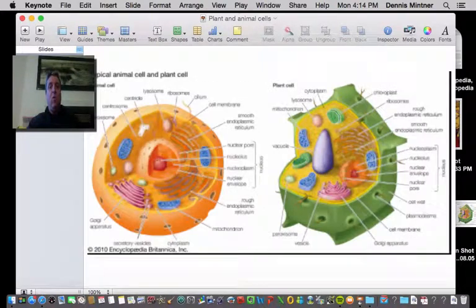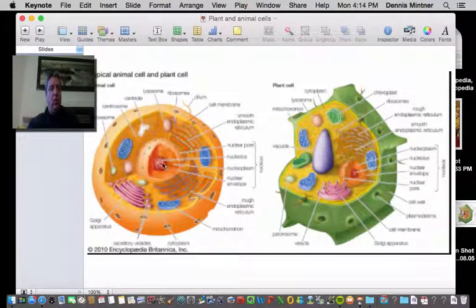But what makes eukaryotes special is they have membrane-bound organelles, including a nucleus. So let's start with the nucleus. We have one in both plant and animal cells. That's where all the DNA is, where all of the genetic information is. It's the brains of the cell. It's the boss, and tells everything what to do.